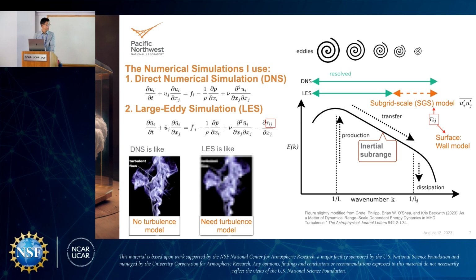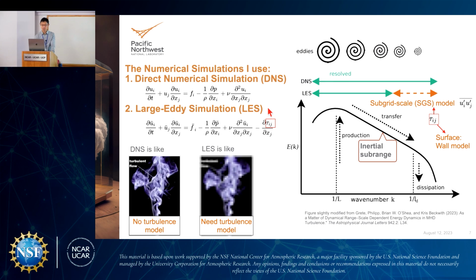But with the improvement of computational power, now we are able to explore turbulence in greater detail. Here I will introduce two tools I use. The first one is direct numerical simulation, which means that we simulate every scale of the turbulence down to the dissipation to heat. If we can do this, then we don't need any turbulence model. But this is super expensive, and most of the time it's not applicable to atmospheric research.